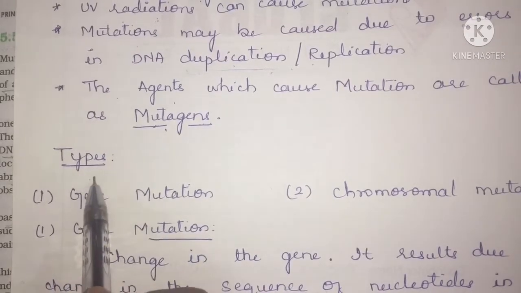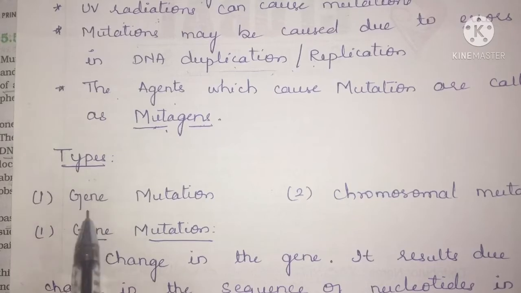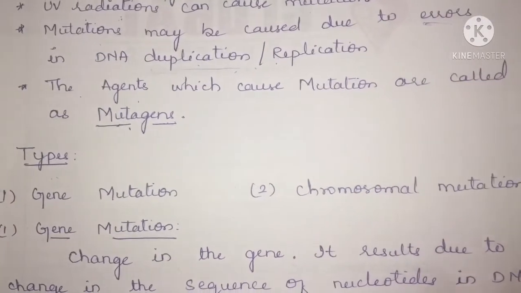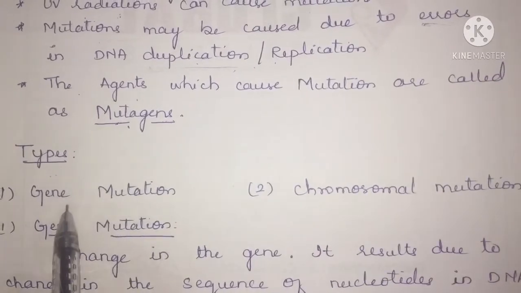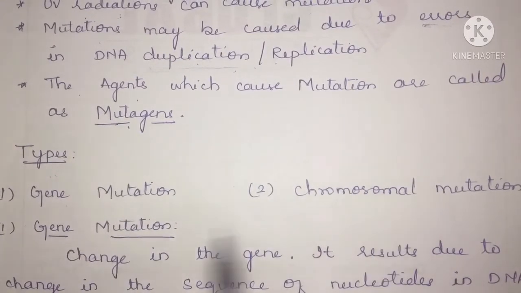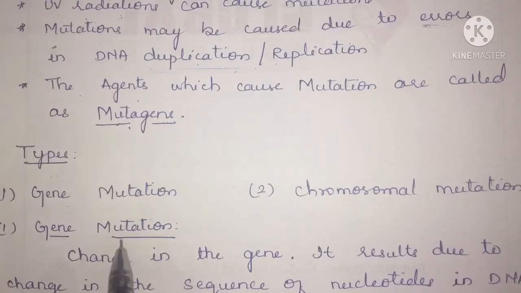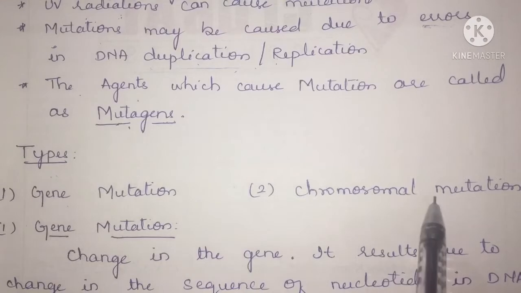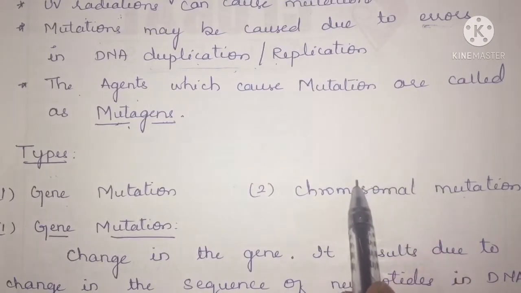Fine. Types of mutation. There are two types of mutation. One is gene mutation, another one is chromosomal mutation. Gene mutation means mutation which occurs in a gene. Chromosomal mutation means mutation which occurs in chromosomes.